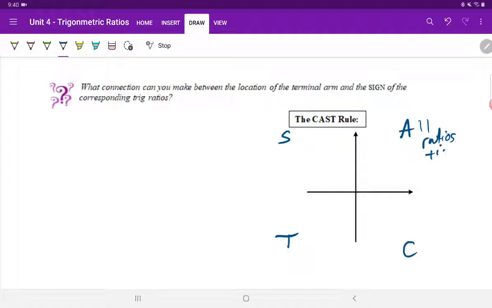Whereas here we said that the sine ratio is positive. Here we said that the tan ratio is positive, and here we said that the cos ratio is positive. So if we're in this quadrant and I know I have to take a cosine ratio, I know that I'm going to end up getting a negative ratio. If I take the tan ratio, I know it's going to end up being negative. The only ratio that will be positive in that quadrant is if I take the sine of an angle that's in that quadrant.